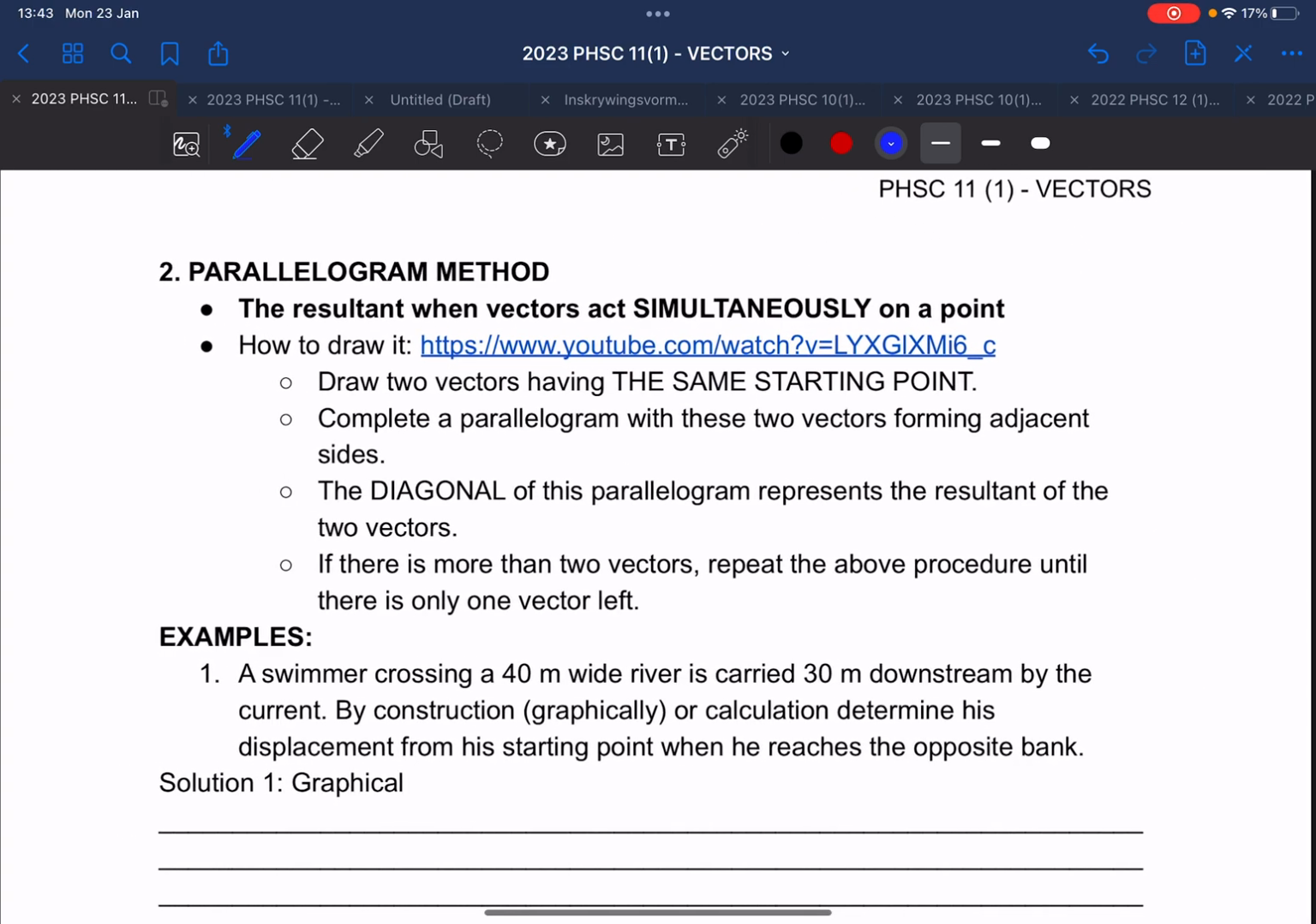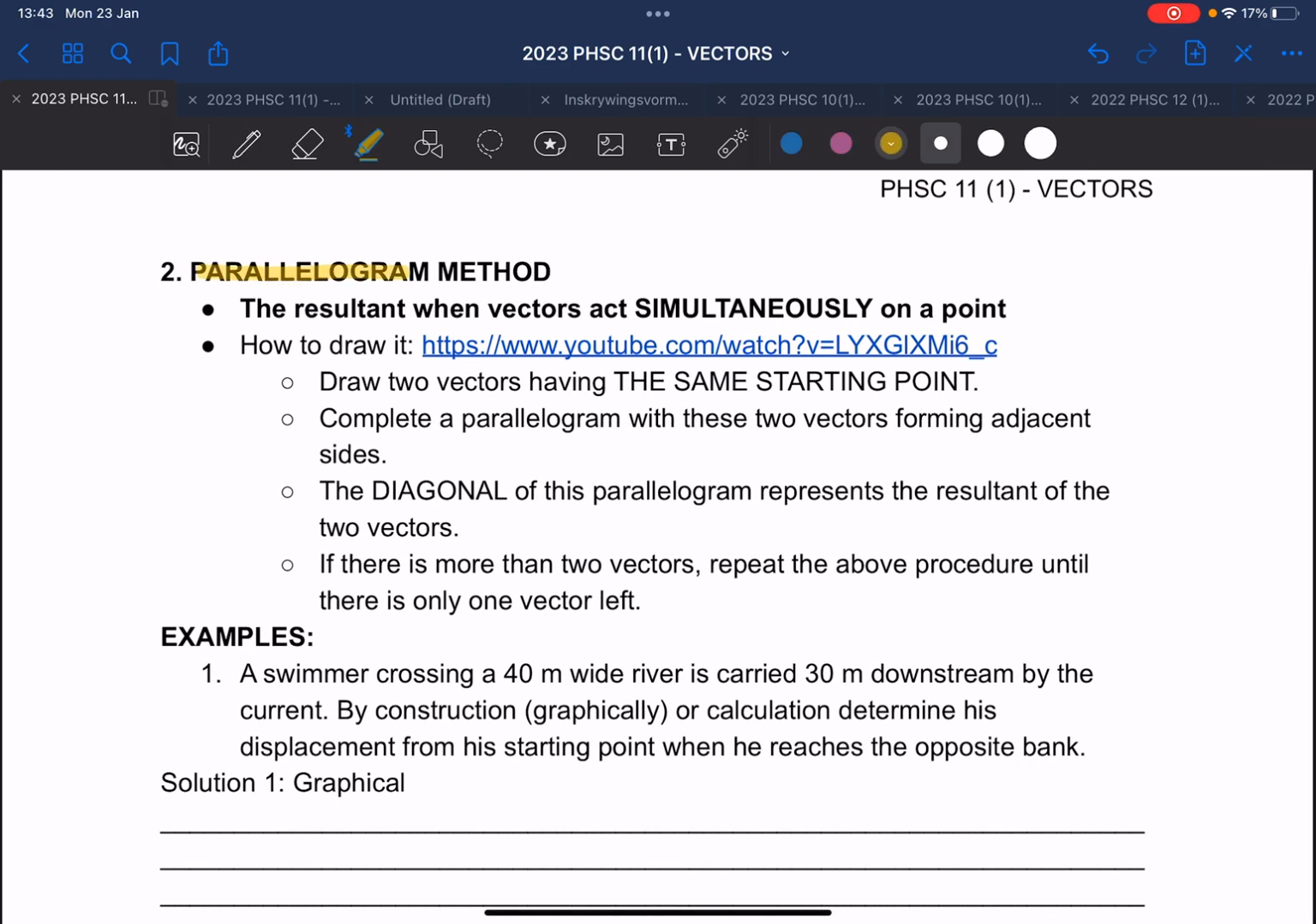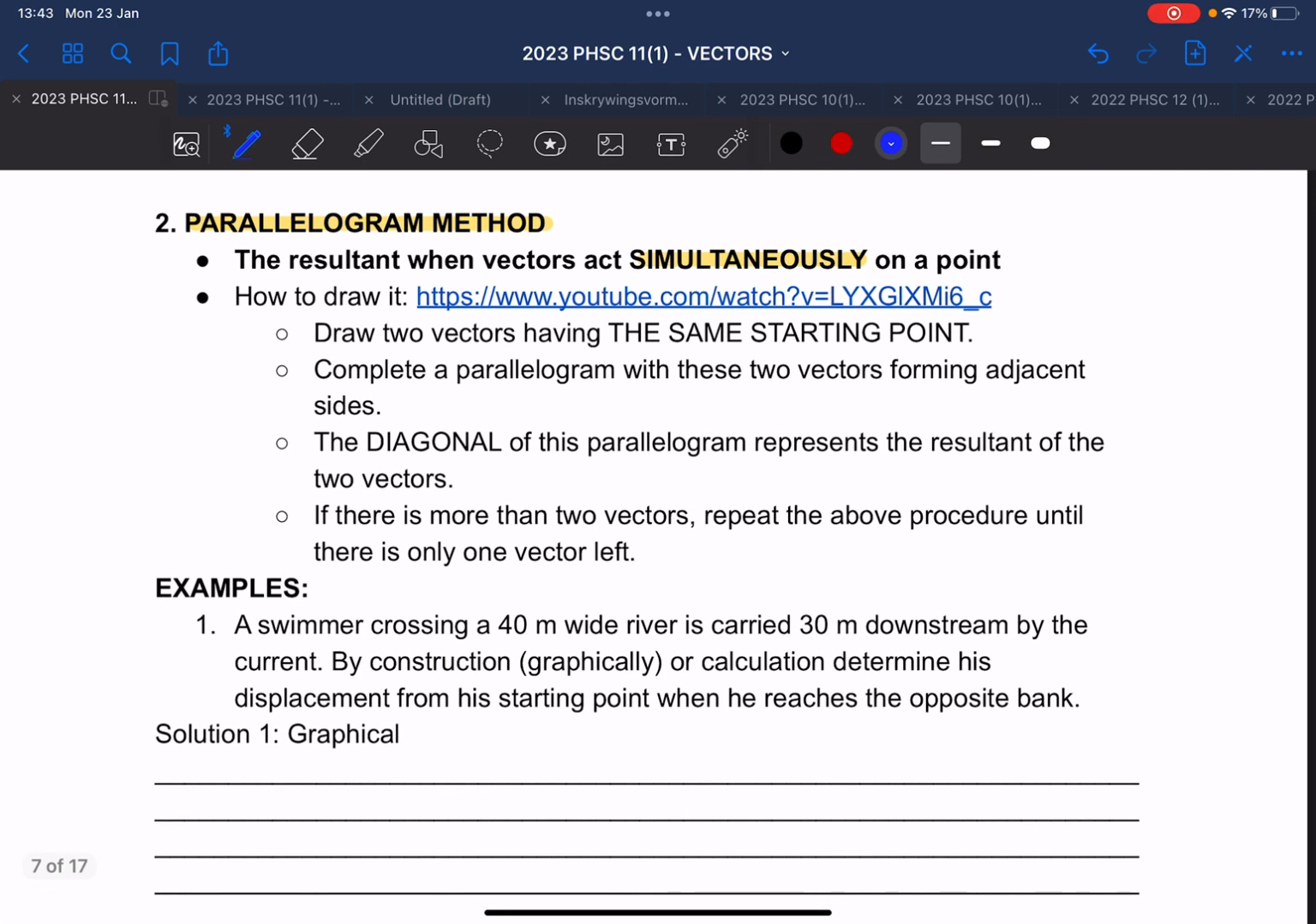Then we can also use the parallelogram method. Now we use this method when we have vectors that act simultaneously on a point. Simultaneously means at the same time. Okay, so this is the example that I said, the river. So you swim in a river and the current takes you whatever. So you can watch that video. I'm going to explain all of this here at the bottom.